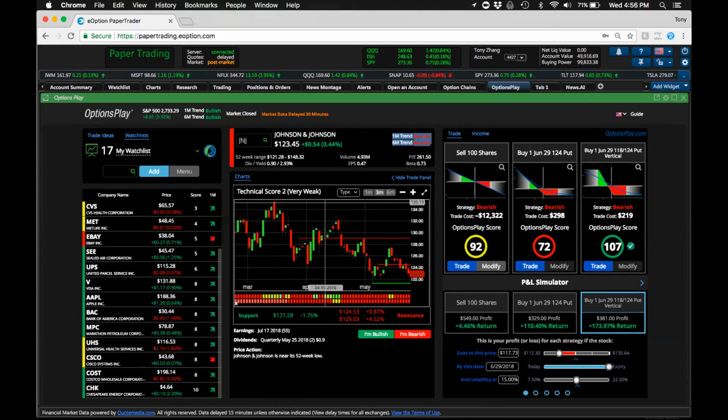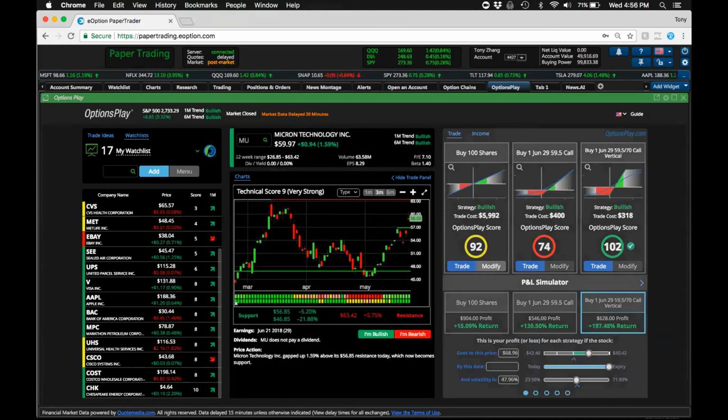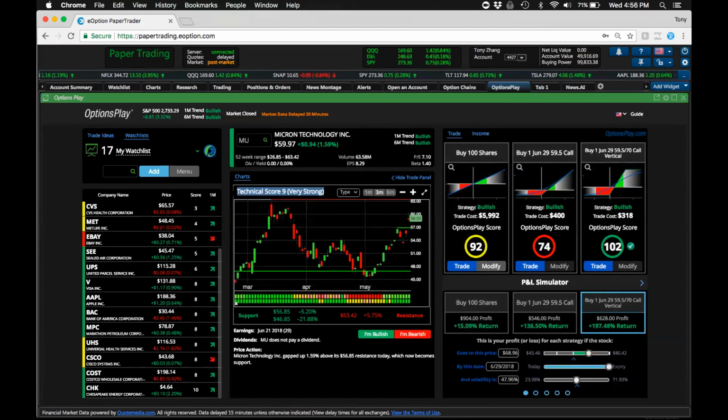So I'm a trend follower. I'm probably going to be looking at some bearish opportunities on the stock, versus if you typed in, I don't know, MU, a technology stock. As you can see, it's a very strong stock, technical score of 9, outperforming the market, and the 1 month and 6 month trends are bullish. So quickly, within 2 seconds, without having to pull up any technical indicators, without having to pull up any charts and add indicators, this allows me to quickly see what's currently going on with that stock.